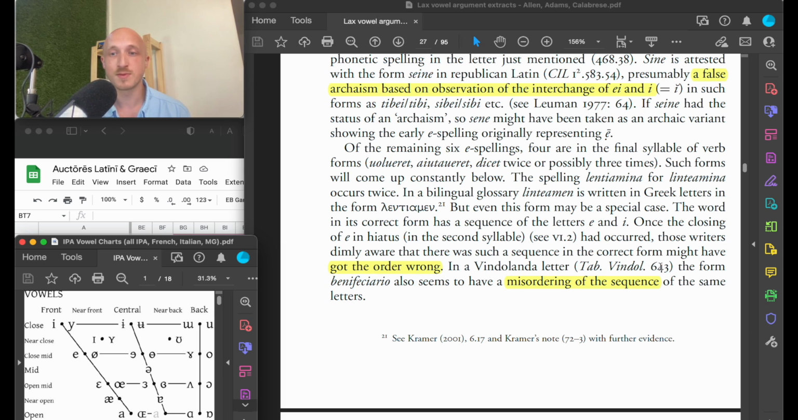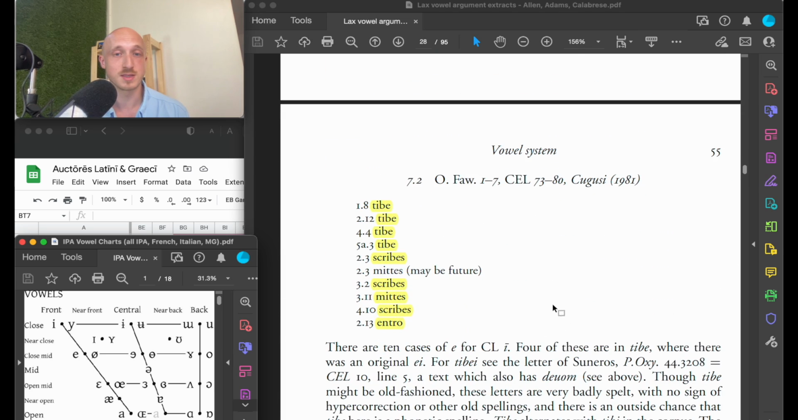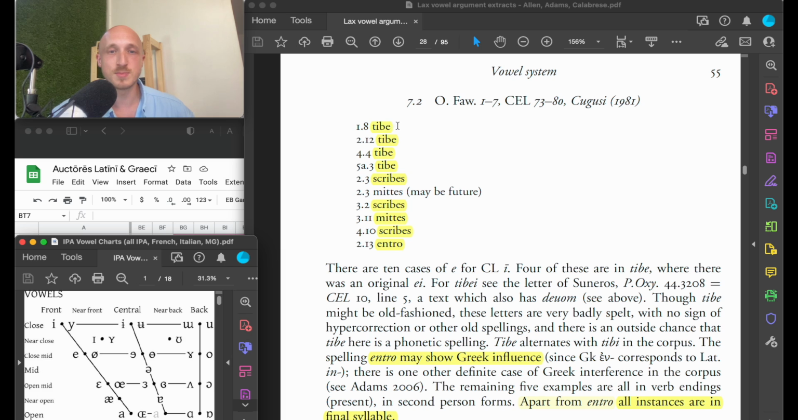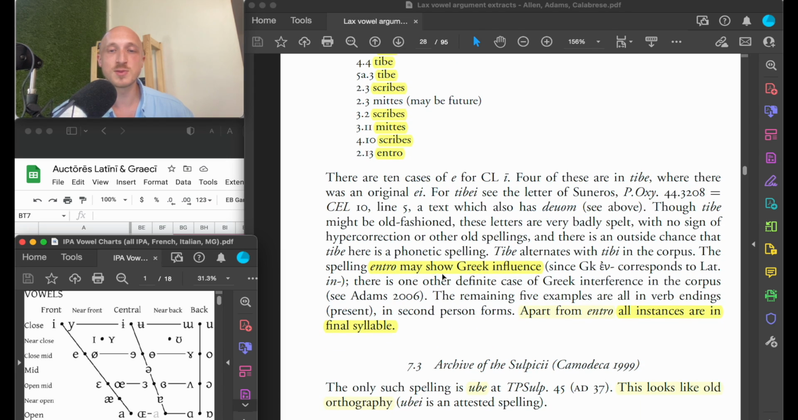That's possible too. For example, in the Vindolanda, we have beneficiario, another interchange, which does not have to represent the onset of Romance tendencies. It could be just misordering of the sequence of the same letters. From this text, tibe, scribes, mites, maybe the future, scribes, mites, scribes, intro, very interesting. Intro may show Greek influence, since the Greek n corresponds to Latin in. Apart from intro, all such instances are final syllable.